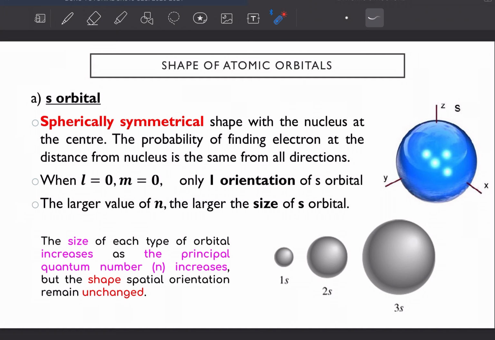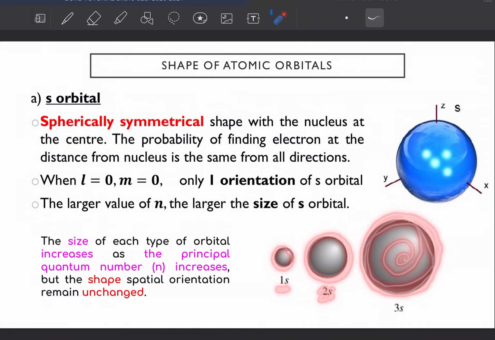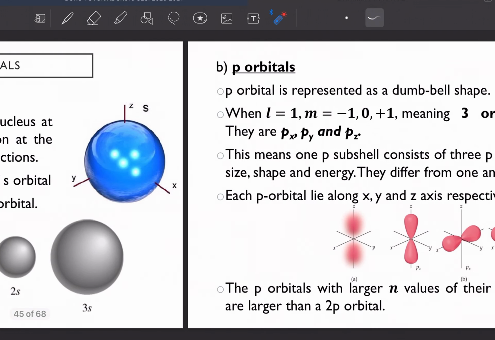So the larger the value of n, the larger the size of the s orbital. So n, you know that it is your shell, your principal quantum number. So let's say here we have 1s, the size is this. When you have 2s, the orbital is bigger, tapi shape dia sama je, spherical juga. When you have 3s, it is much larger because awak tambah awak punya shell kan. Tapi awak punya s ni sama kan? Maksudnya l awak semua equals 0 lah. Tapi ini n equals 1, n equals 2, n equals 3. So, that is the s orbital.